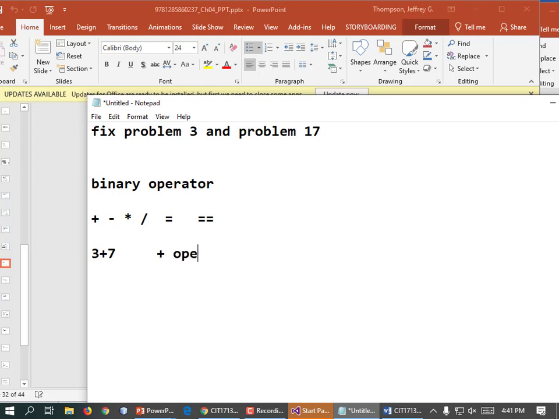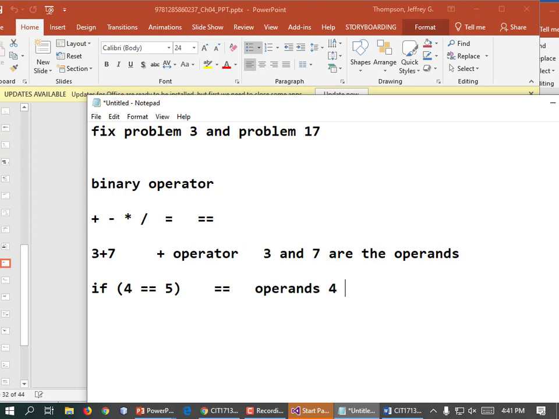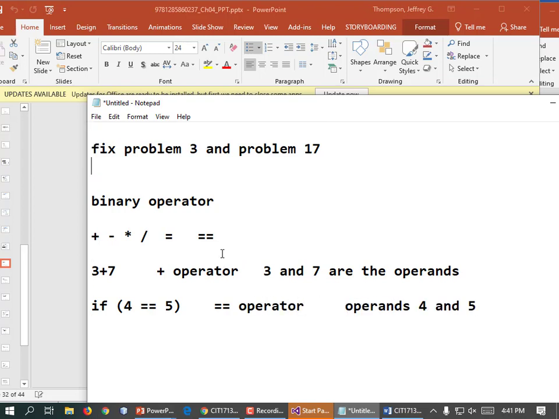Because in order to add something, you have to have two pieces of data. Plus sign is the operator. 3 and 7 are the operands. And so if you need to see if something is equal to each other, if 4 is equal to 5, then what's the operator? It's double equal. What are the operands? 4 and 5. So a binary operator has two operands. That's what binary means.